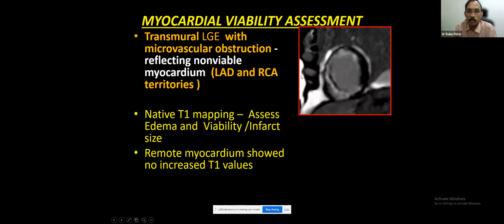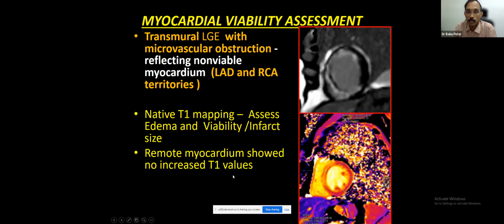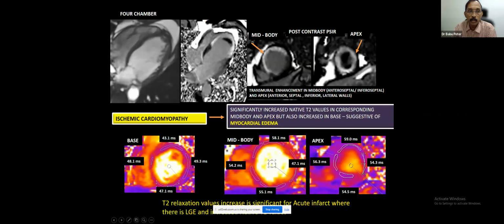And this was a case of ischemic dilated cardiomyopathy, where T1 mapping can be used to assess edema and also the viability of the infarct size. In this patient, the remote myocardium did not reveal increased T1 relaxation values. And this is another patient where you can see there is an apical thrombus with transmural hyperenhancement involving the mid cavity and the apex, where the T2 values were relatively increased, which reflected acute myocardial infarction.